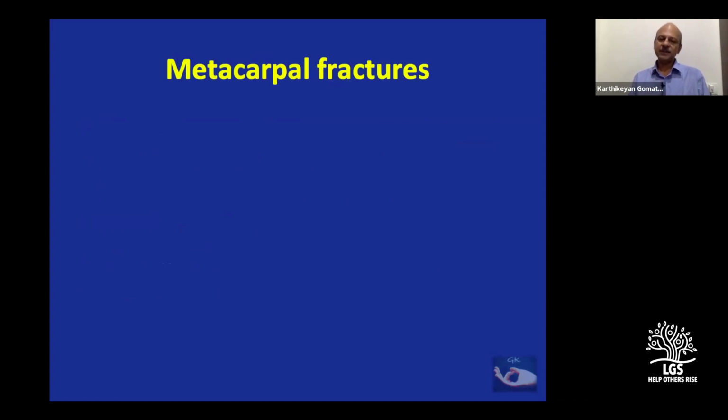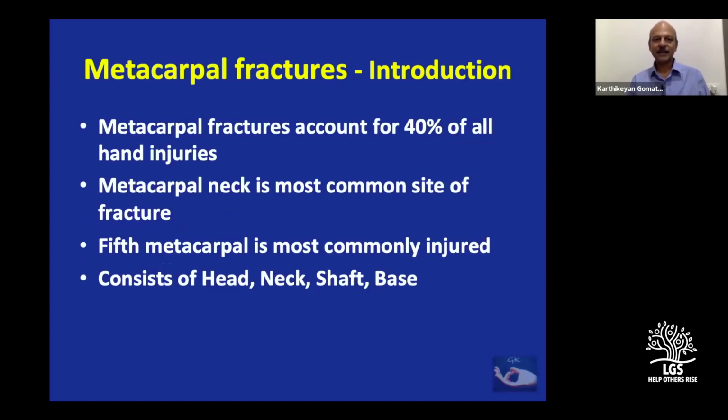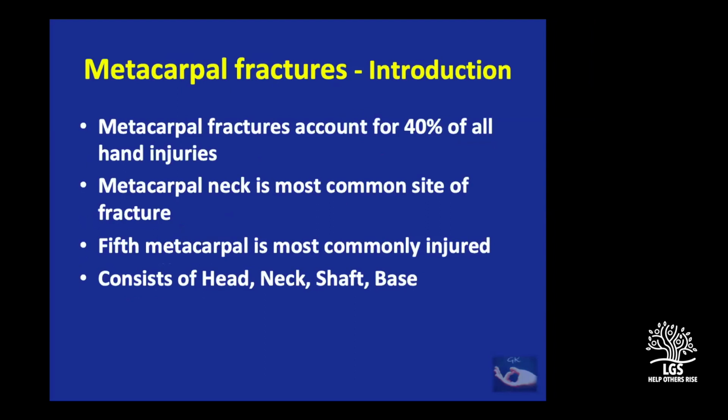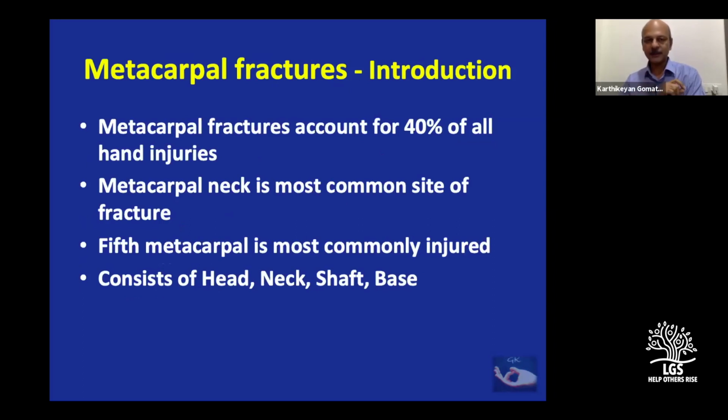Now, first we will deal with the metacarpal fractures, as that is quite a lot to deal with. Metacarpal fractures account for 40% of hand injuries, and the metacarpal neck is the most common site of fracture, and the fifth metacarpal is the most commonly injured metacarpal. The fracture of the neck of the fifth metacarpal is typically known as the boxer's fracture.